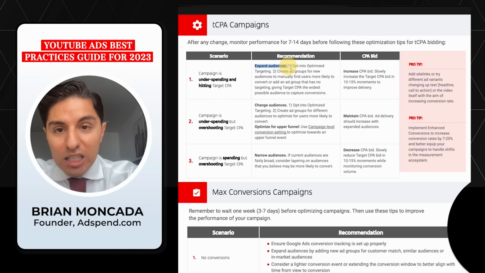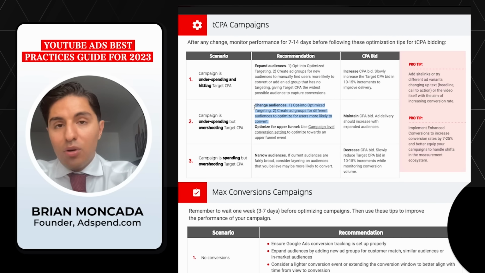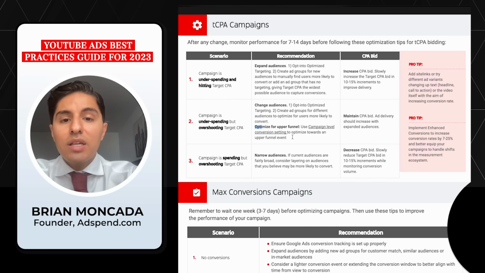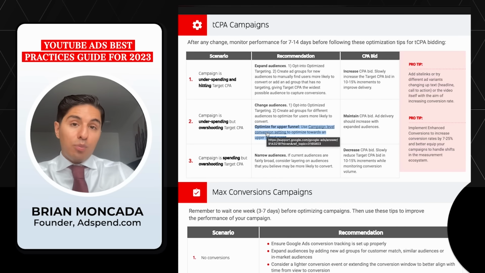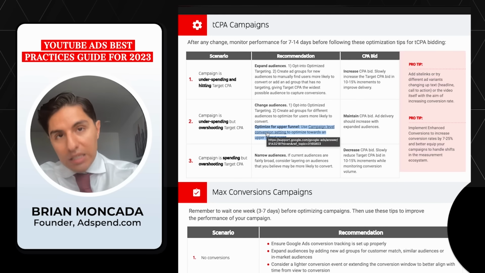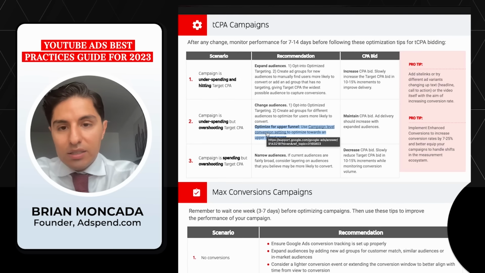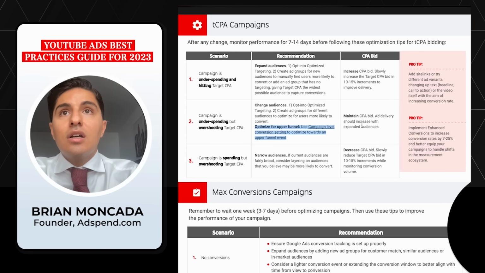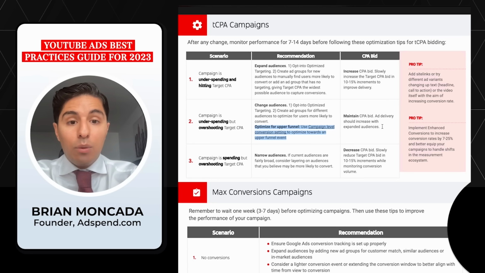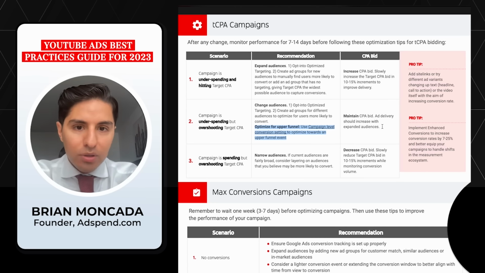Again, this one's saying expand audiences. This one's basically saying the same thing. Change your audiences if you're over the target CPA, because people in this audience obviously aren't going to budge. Now, optimize for upper funnel. Use campaign level conversion setting to optimize toward an upper funnel event. If you're optimizing for booked calls only, optimize for leads. Okay, optimize for leads. This will get you a less cost per acquisition, because leads are going to be cheaper than booked calls.